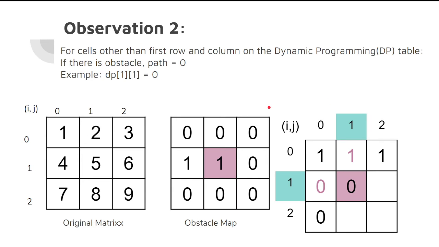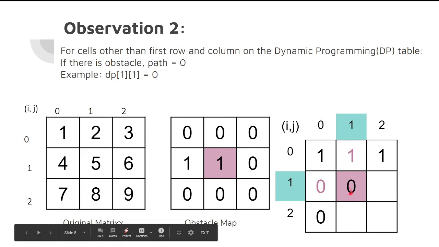Observation 2. For each cell other than the first row and column on the dynamic programming table, if there's an obstacle in the obstacle map, it would be 0. So the example would be 1, 1 right here is 0.